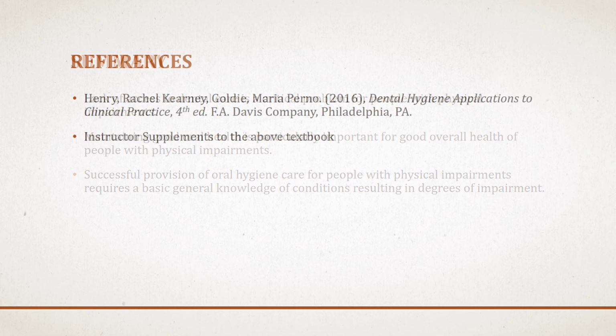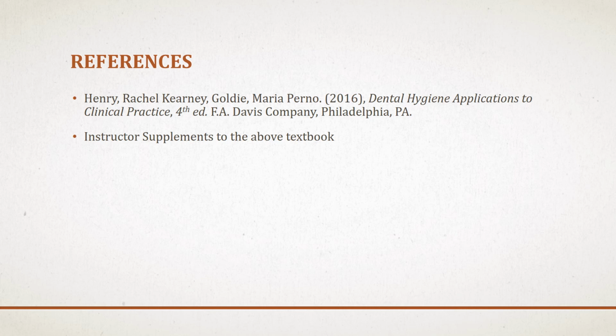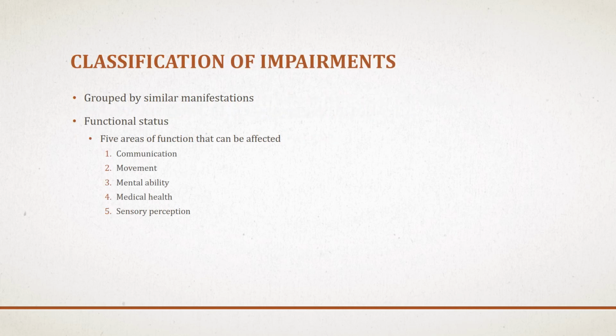And here are our tables, which I showed a minute ago, and then also impairments can be grouped together by their similar manifestations, the functional status. There are 5 areas of function that can be affected: communication, speech or hearing; movement, how well can they move and are they able to get in that position; mental ability, how well can they understand what you would like for them to know; medical health, or even the prescriptions that they take for the medical health may affect their dental health, causing xerostomia.